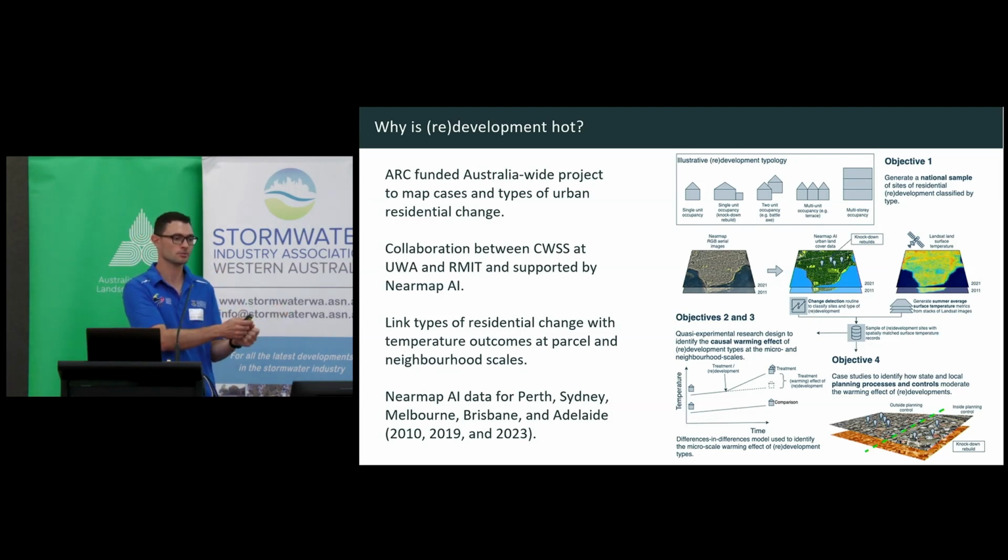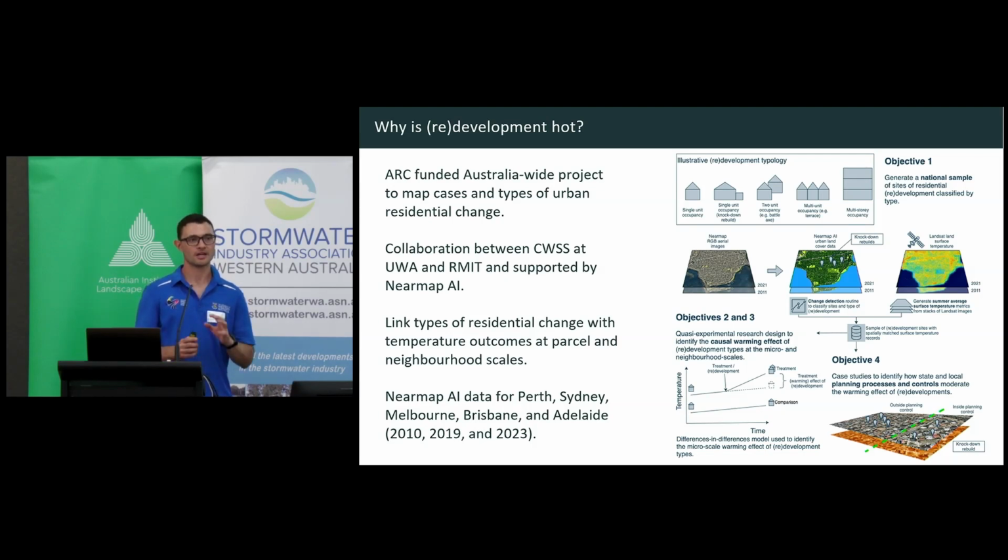The second objective is to take all these cases of residential change we've identified in Objective 1 and then link them with temperature data sets and causally identify how different types of residential change have altered the temperature exposure in residential neighbourhoods.